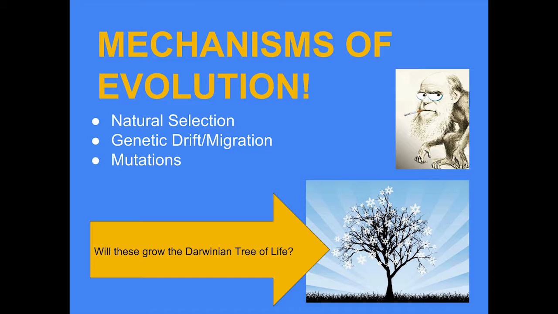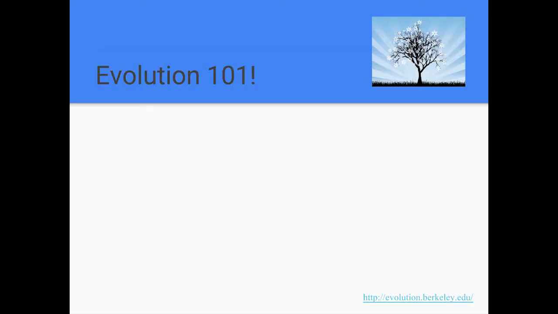These are proposed in any documentary or textbook or biology classroom where evolution is assumed as true, the most common of which are natural selection, genetic drift, migration, and mutations. The question is, will they grow the Darwinian Tree of Life?